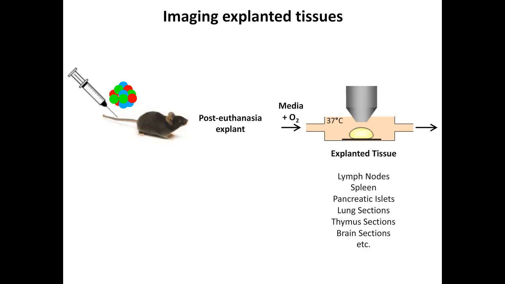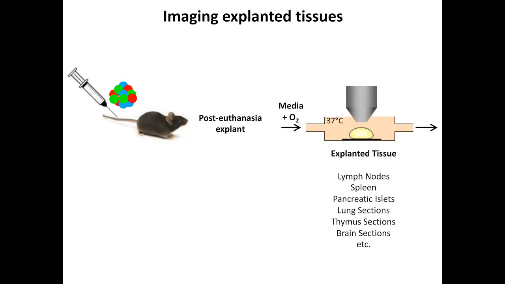And then at different time points, and you might treat or not the recipient animals also, you would euthanize the recipient mouse and then explant your organ of interest. Many organs have been successfully imaged, such as lymph nodes, spleen, the pancreas. For certain large organs, you can do thick tissue sections, such as the lung, the thymus, or the brain.